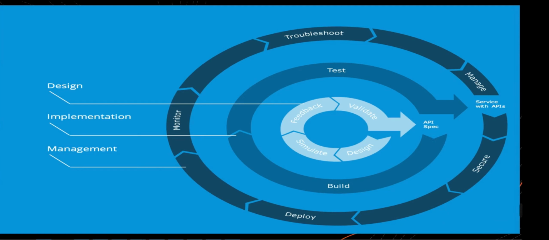Implementation means the development phase. In the development phase there will be two things: one is development and the other is the testing phase. Here we can call it the build of your API, and after that it will go for testing. Once the build, development and testing are completed, that API will be ready with the business logic. It's a dynamic API service.